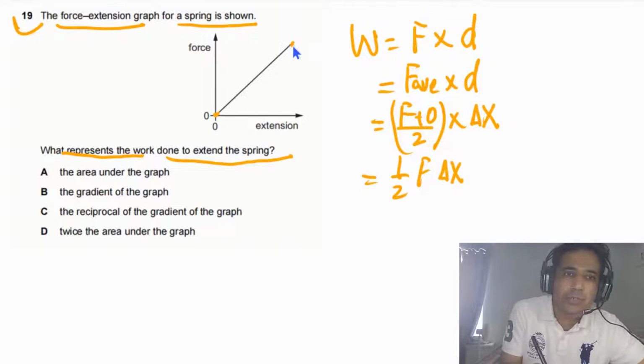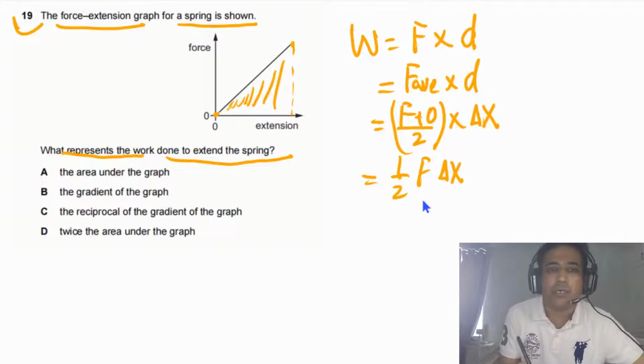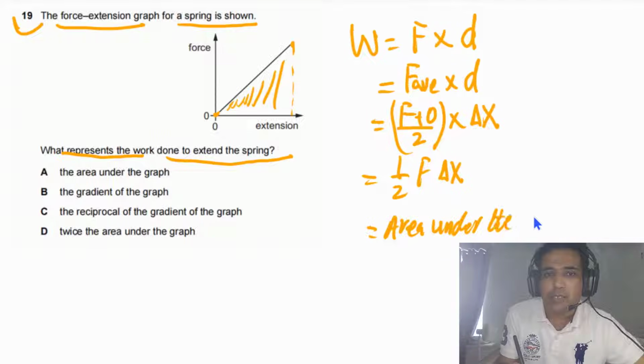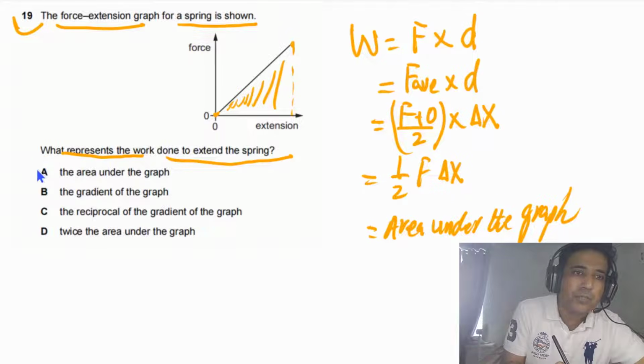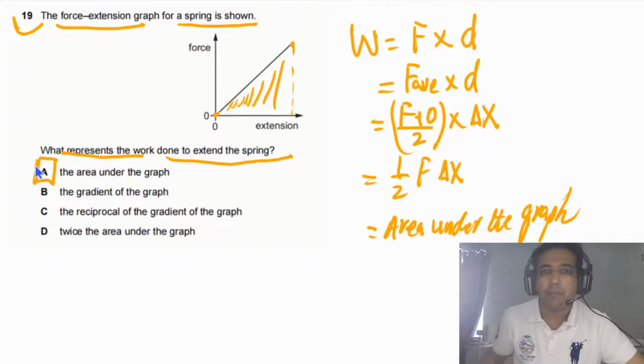So it simply means that this area is representing work done. So this is simply equal to the area under the graph. So the area under the graph is representing the work done. So the answer for this question has to be A.